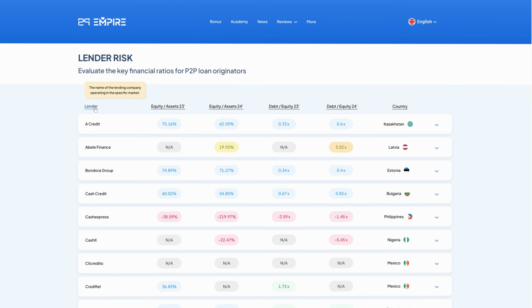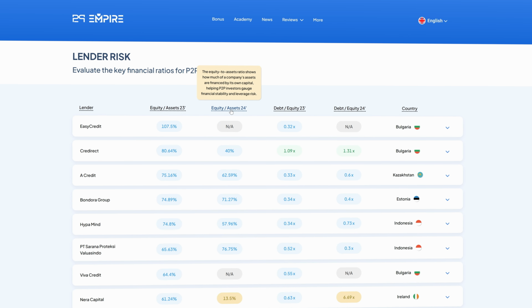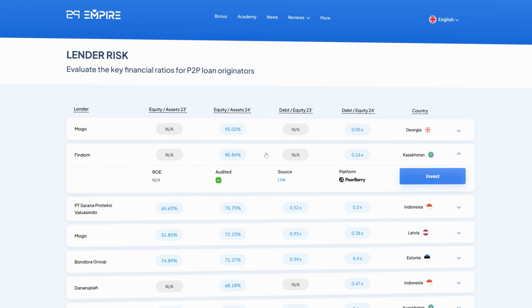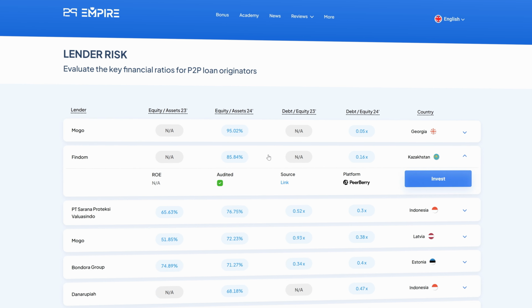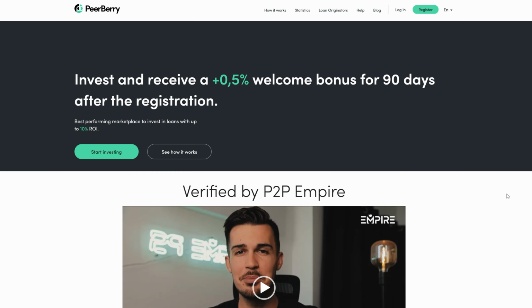By default, we are sorting all lenders alphabetically. Feel free, however, to change the sorting by clicking on the column titles, which enable you to sort based on the ratios. That way you can quickly find the most capitalized lenders with the lowest leverage, if that's something you are interested in. By clicking on the invest button, you will get redirected to the platform where you can invest in loans from a specific lender.